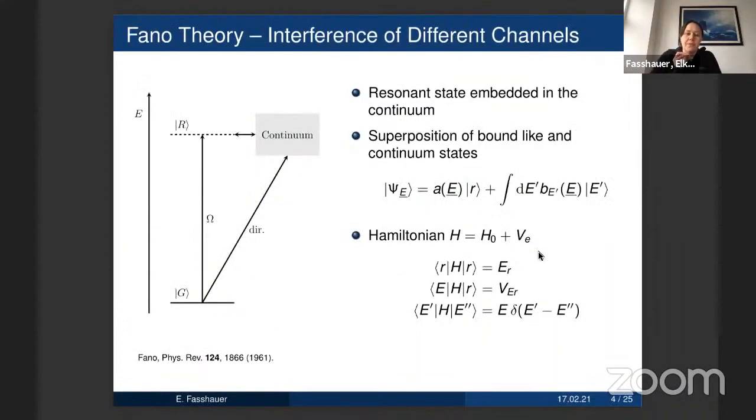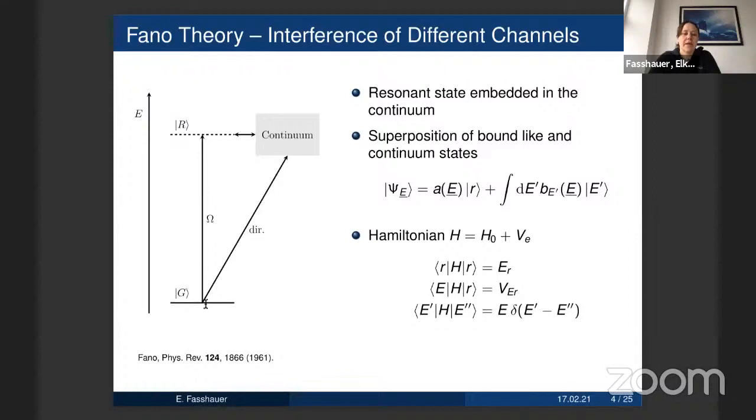Ugo Fano proposed a theory where he described the wave function, the total wave function of the system, as a superposition of bound-like states that we have, that we call R, and continuum states. And he didn't specify these wave functions further than saying that these are eigenstates of a common Hamiltonian.